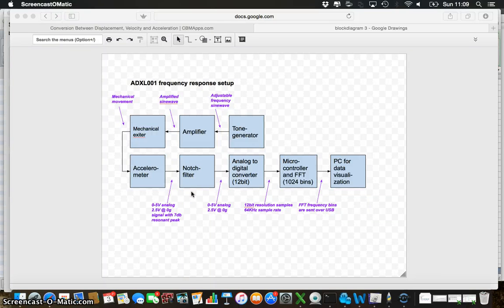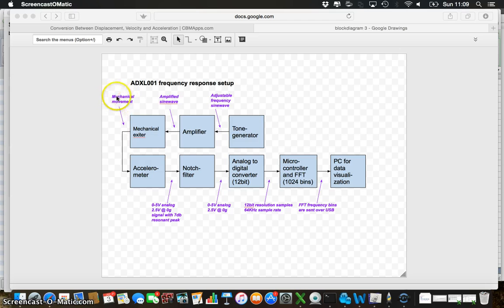Alright, here I'll just run over a quick frequency response where we test the accelerometer across the frequency spectrum from around 100 Hz to 10 kHz. We can see here the block diagram of the test setup. We have the tone generator we saw before, the small amplifier and mechanical exciter.